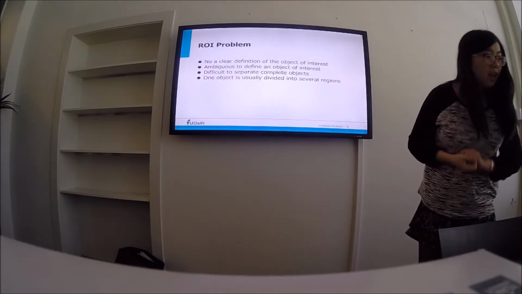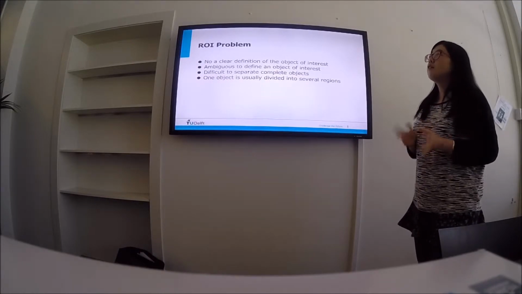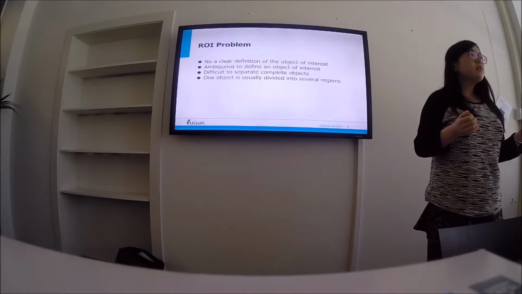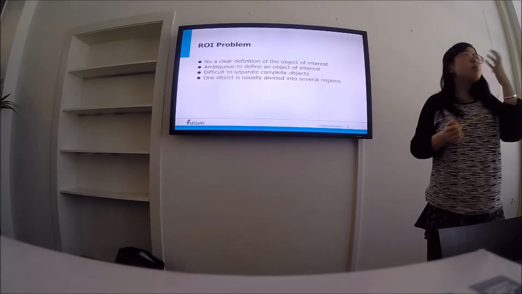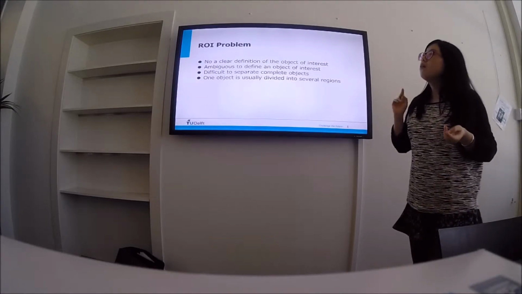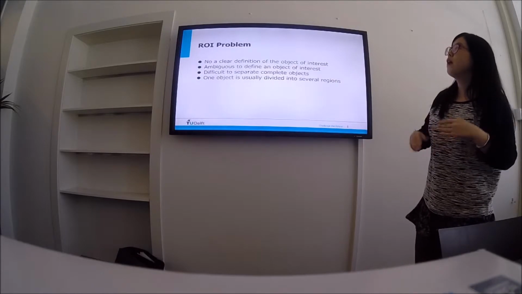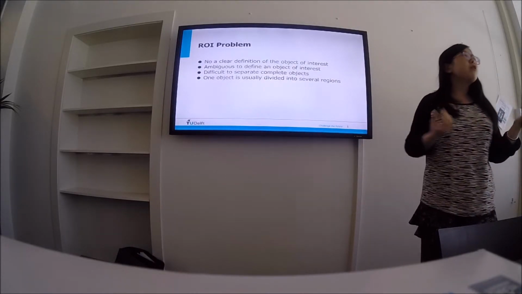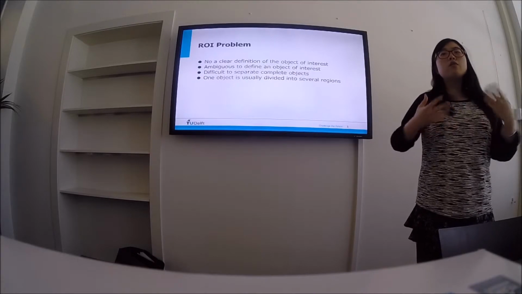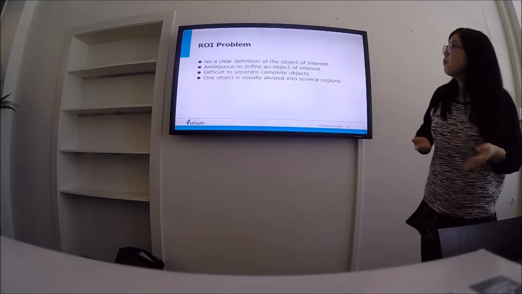For the first one, there's not a clear definition of the object of interest. For example, we cannot simply say a nose is an object retrieval of a human face. It is often ambiguous to define an object of interest. For example, if I have a picture with a bee on a flower, it's hard to tell whether the bee is the object of interest or the flower is.